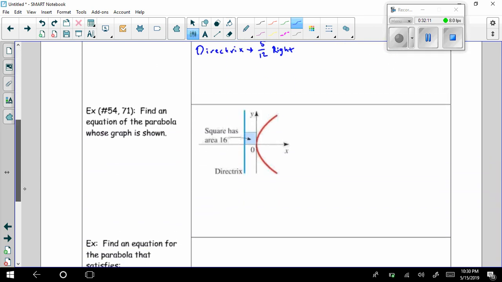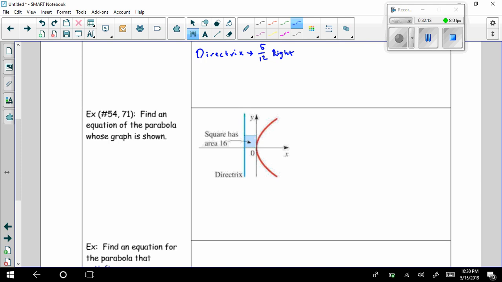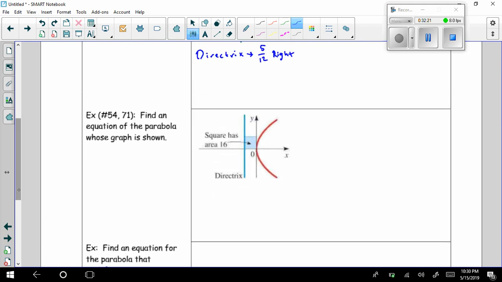So using all of those, we want to be able to find the equation of a parabola. So if we can establish what our a is and what our vertex is, then we have our equation. So remember, y is equal to a times x minus h squared plus k, or x is equal to a times y minus k squared plus h. So it's going to be one of these scenarios when you're writing equations.